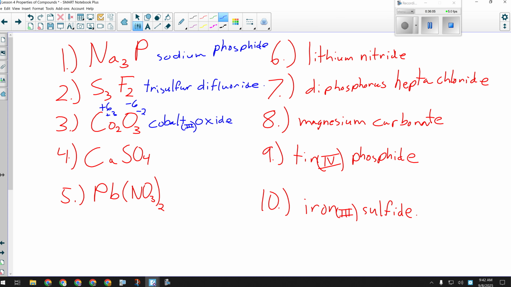Okay. And then for number 4, I've got calcium with a polyatomic ion sulfate, okay? So ionic compound, I've got calcium sulfate.